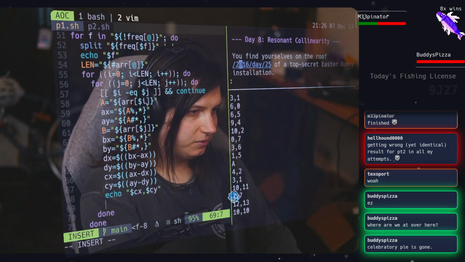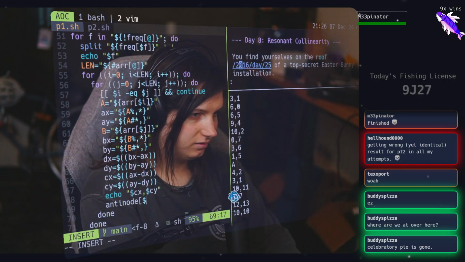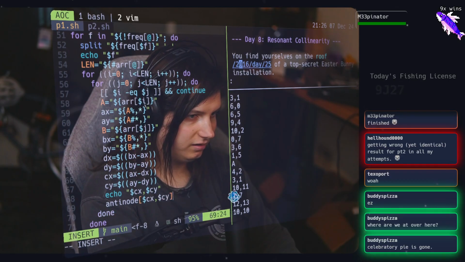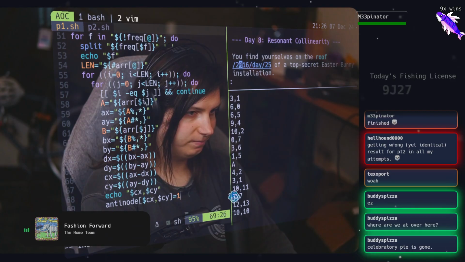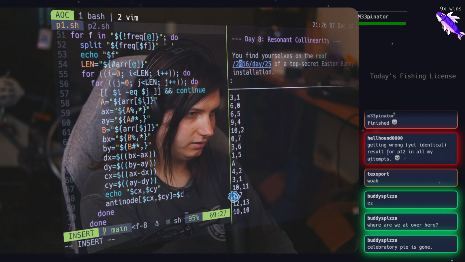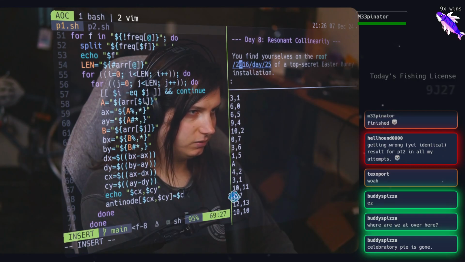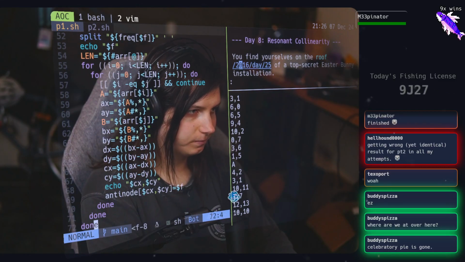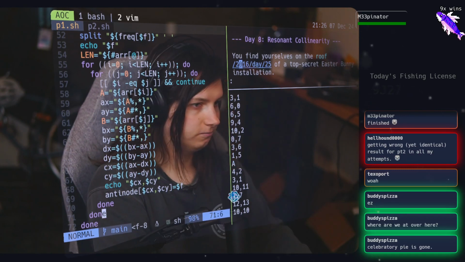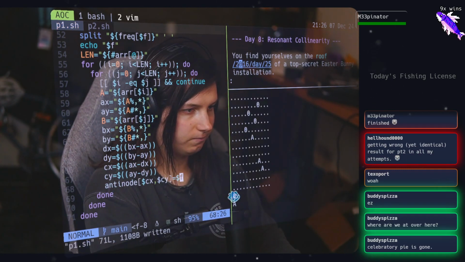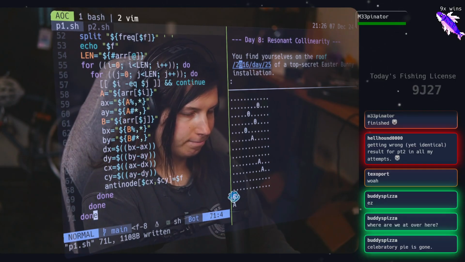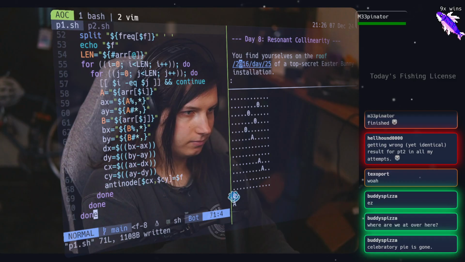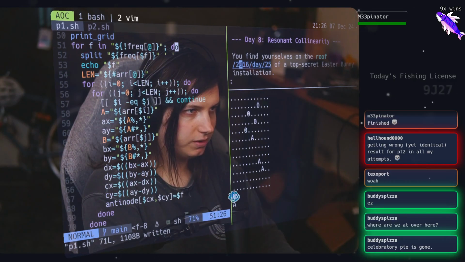So now we just have to say antinode cx cy equals 1. Fuck it. We'll save the letter. Wait, do we know the letter? F. F is the letter. Okay. So we've got our antinodes. Should I try printing them?